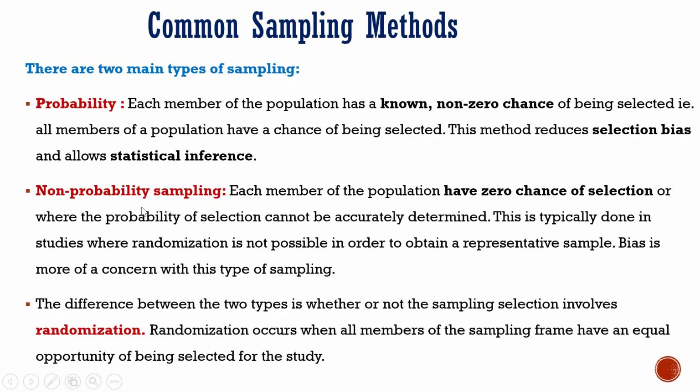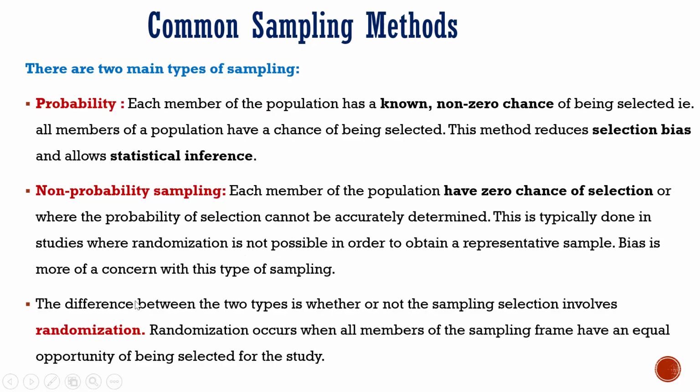So let's go to the second type of sampling, which is non-probability, the opposite of probability sampling. Here, some members of the population have zero chance of selection, or the probability of selection cannot be accurately determined. This is done in situations where randomization is not possible in order to obtain a representative sample. So bias is more of a concern with this type of sampling because not every member is given that opportunity.